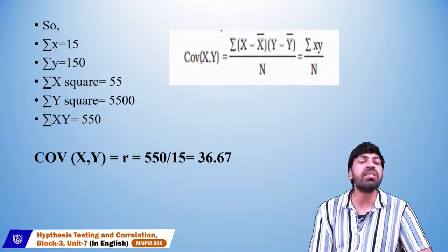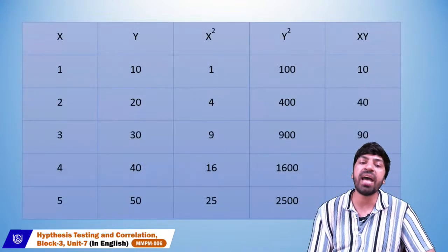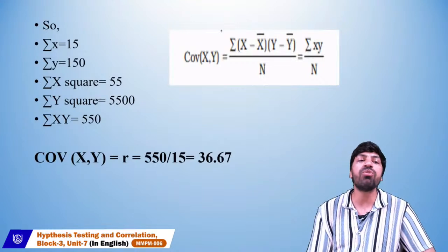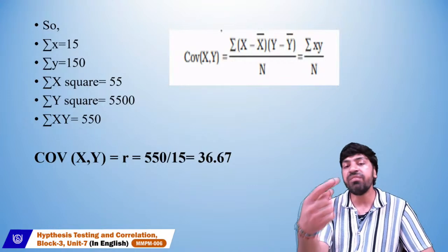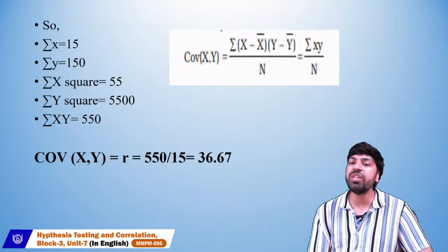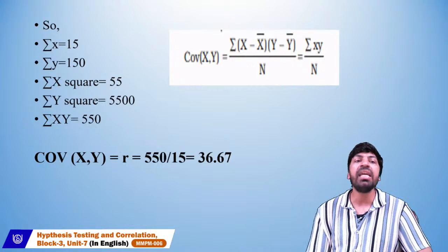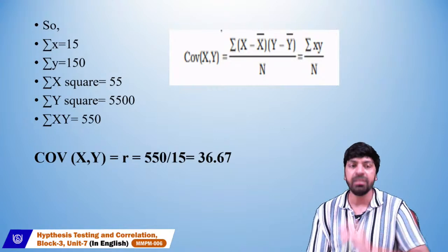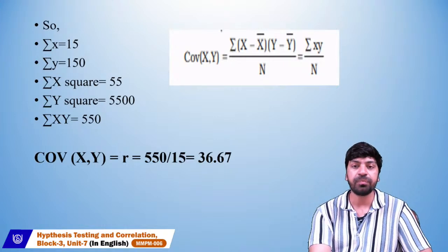The total of x is 15, as we have totaled it. The total of y is 150, the total of x square is 55, the total of y square is 5500, and the total of xy is 550. If you use the formula of the Karl Pearson coefficient, that is sigma xy by n, this xy is 550 and n is 15. So automatically you will get the value 36.67. So this is how we can calculate the Karl Pearson coefficient.